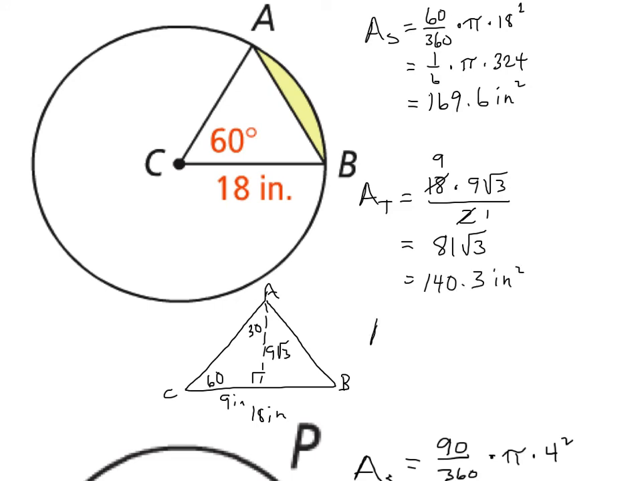So, to find the area of the segment, again, I'm going to take the area of the sector, which is 169.6 inches squared, minus the area of the triangle, 140.3 inches squared. And when I subtract those, I end up with the area of the segment to be 29.3 inches squared.